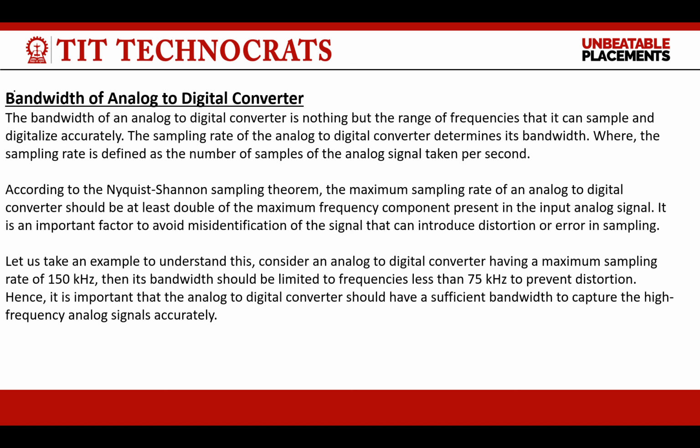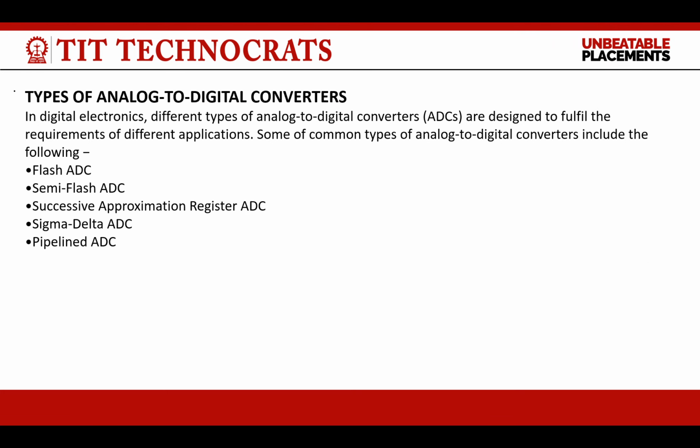Let us take an example to understand this. Consider an analog to digital converter having a maximum sampling rate of 150 kHz, then its bandwidth should be limited to frequency less than 75 kHz to prevent distortion. As it is important that the analog to digital converter should have a sufficient bandwidth to capture the high frequency analog signal accurately.